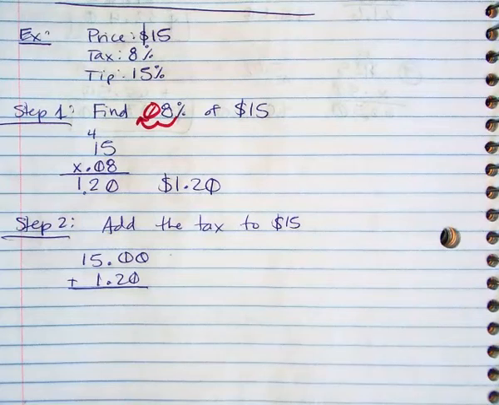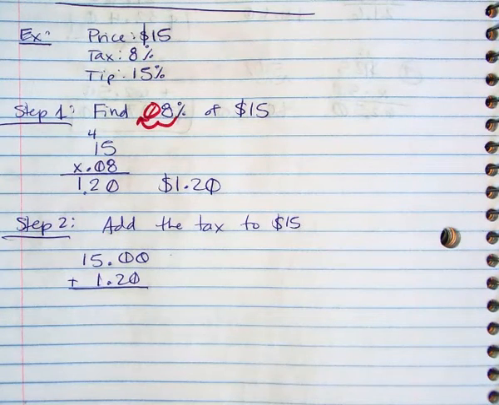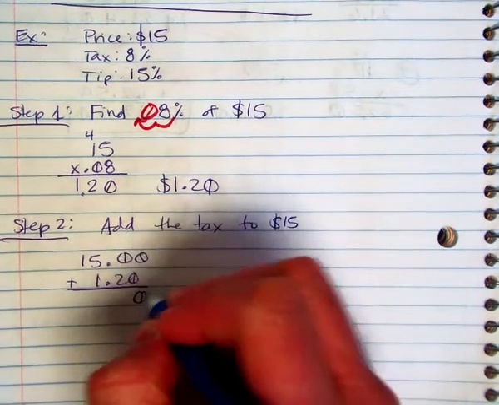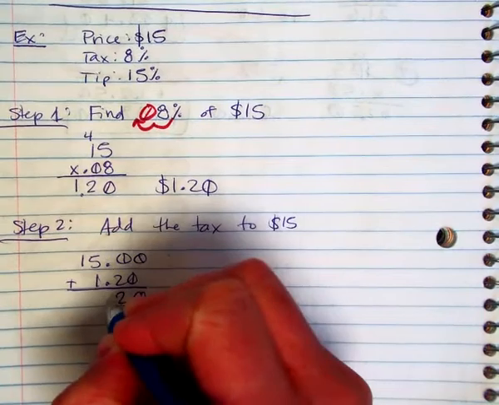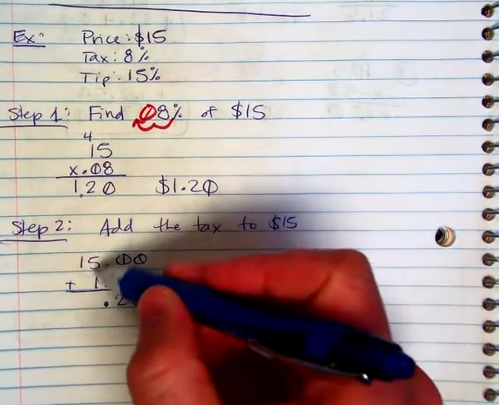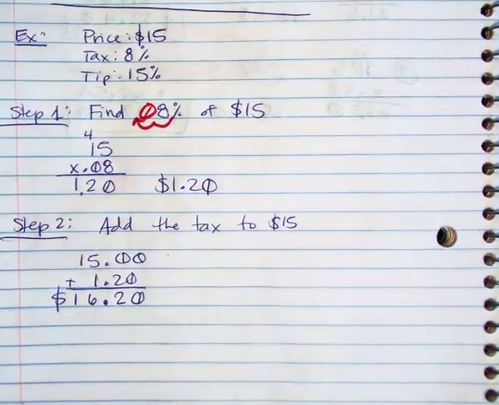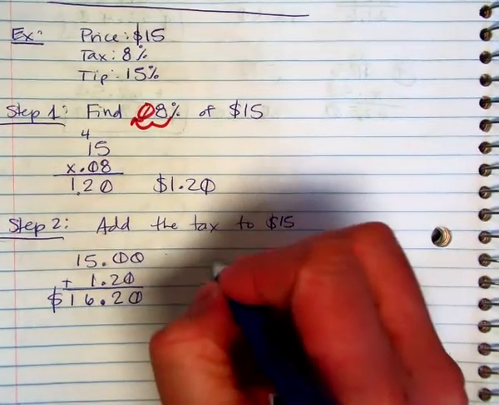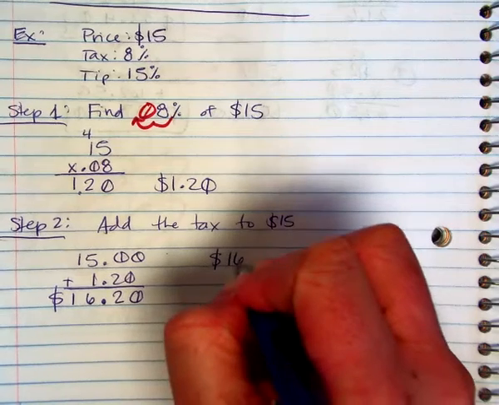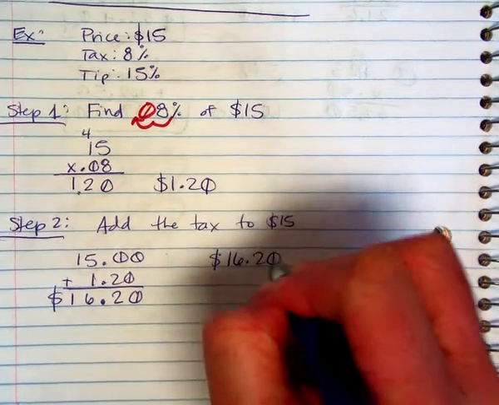$1.20. Remember, when you're adding, you have to line up the decimals. So I add them up. 0 and 0 is 0. 0 and 2 is 2. Bring down my decimal. 5 and 1 makes 6. Bring down the 1. And we have our new amount. After I add the tax, I have now got $16.20.